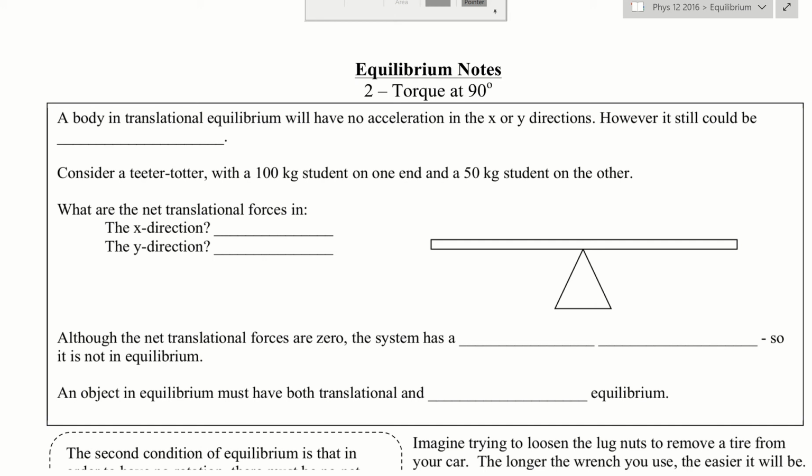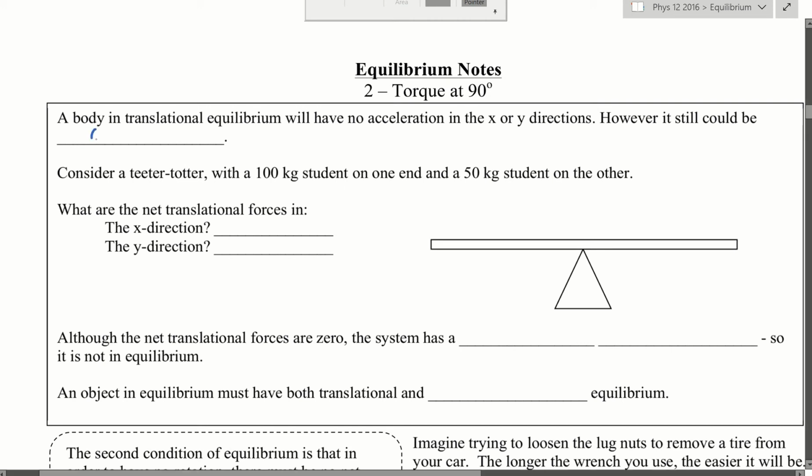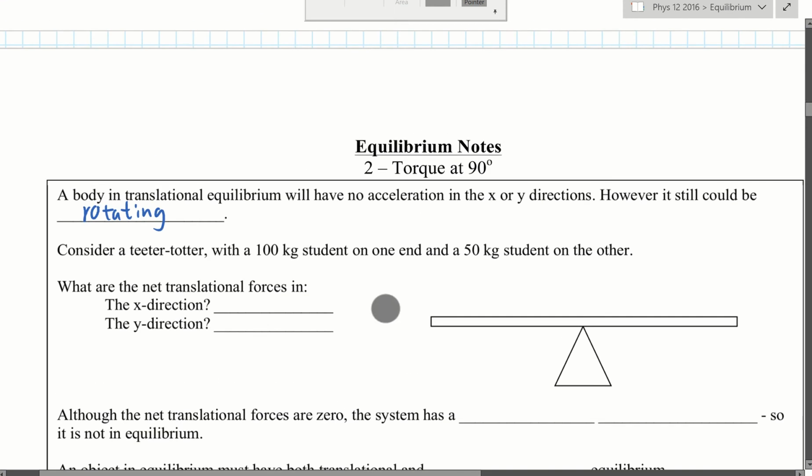So a body in translational equilibrium has no motion in the x, y, or z direction. However, it's still free to rotate, right? It could be rotating counterclockwise or clockwise. For rotation, we usually only care about the direction of counterclockwise or clockwise, because you can't really say you're rotating to the left or rotating to the right. That doesn't make any sense.